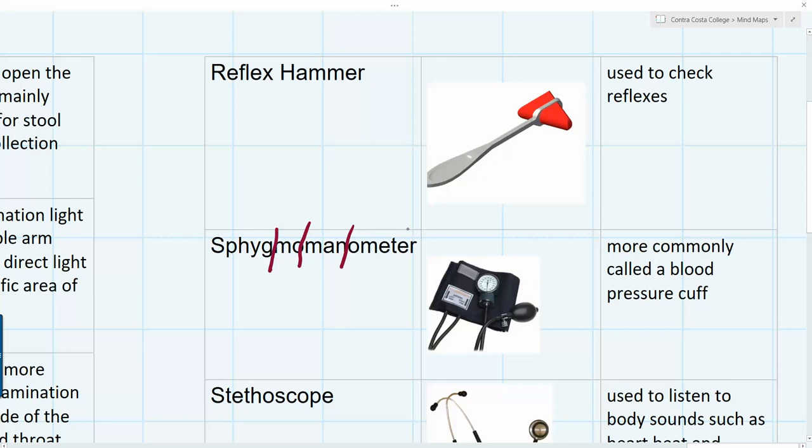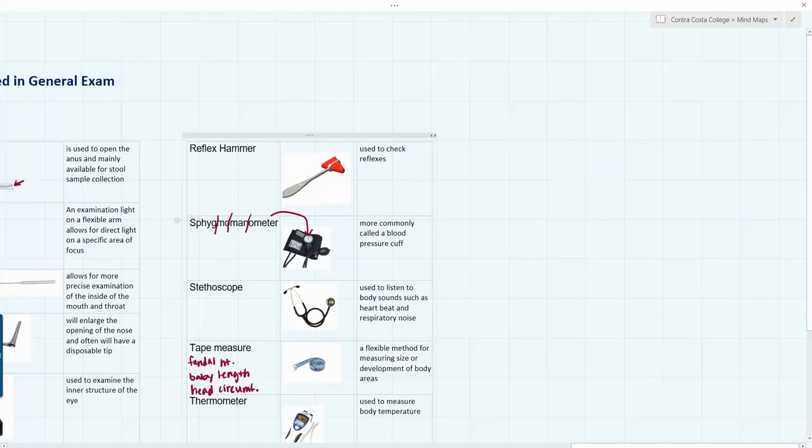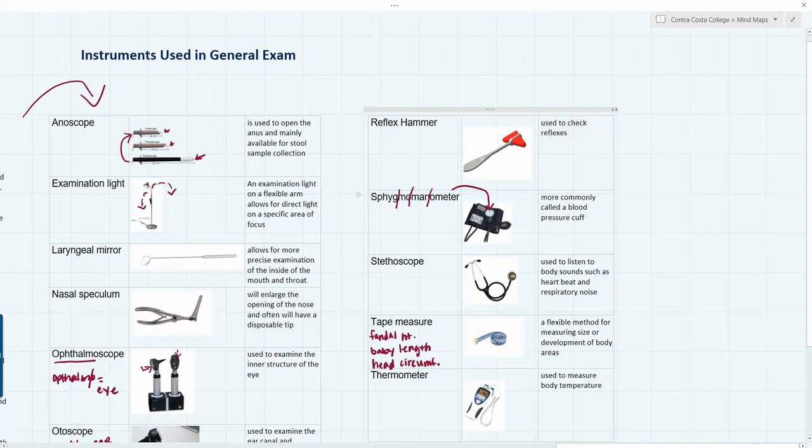And actually, the sphygmomanometer is not the cuff itself. It is this part right here, the dial. The dial is the actual sphygmomanometer. So we use that to take blood pressures. And then lastly, we have the reflex hammer, which is used to check reflexes. And those are the common tools for a general physical exam.